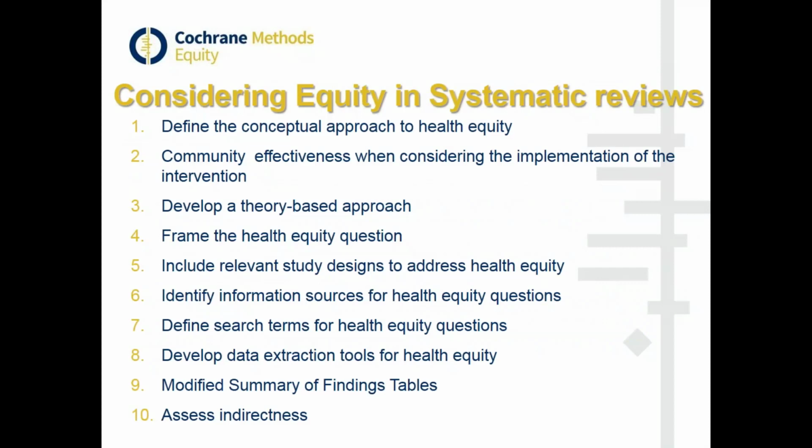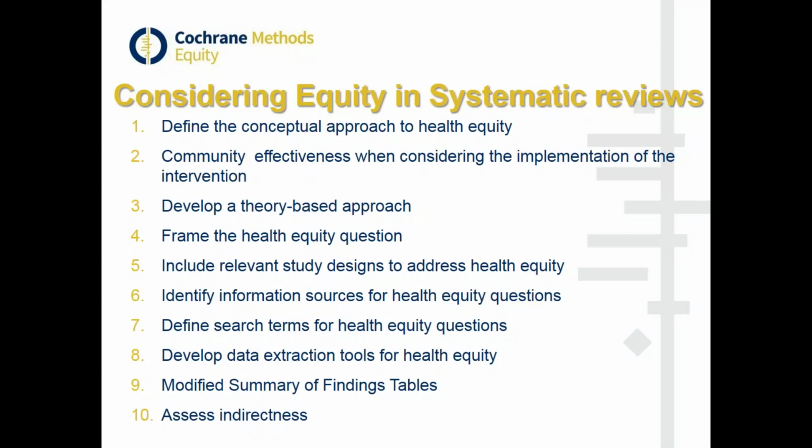So I'm not going to go in a lot of detail for all these 10 steps, but I'll give you some examples for a few of them. So we think there are 10 steps in the systematic review process where you could think about health equity. The first would be when you're defining the conceptual approach to health equity. The second would be in thinking about community effectiveness and how the implementation of the intervention might be different than the efficacy studies have shown the intervention to work.